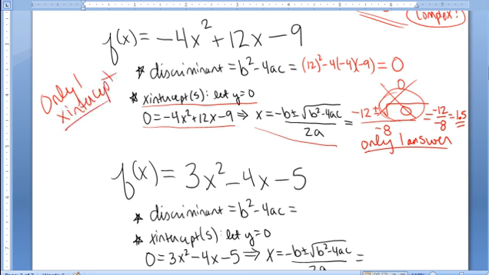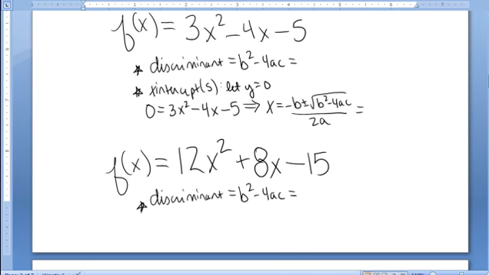This quadratic function is upside down. It's an open down parabola, and it just touches the x-axis and bounces off, hitting it at x equals 1.5, y equals 0. Let's look at another example.